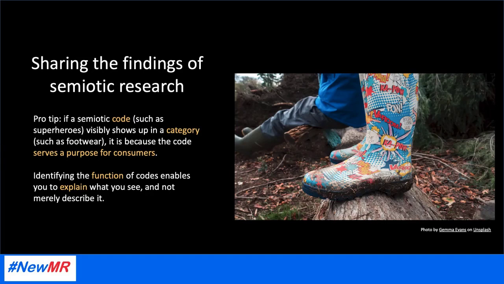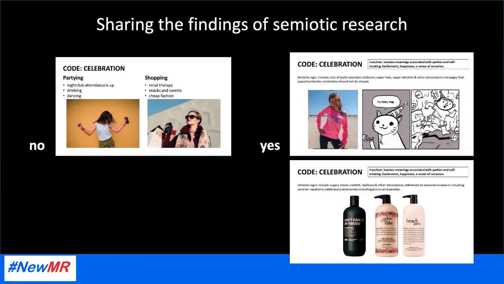So if you can identify what the function of a code is, that's going to help you make some practical recommendations to your client about their marketing strategy. Because instead of just telling your client, oh, there's this code and there's that code, pick the one you like best, you can now say, look, this code is helping your consumers to have this type of experience. This other code over here is helping them when they want to feel like that type of person. Now we can be more strategic about choosing what we use in our brand communications.